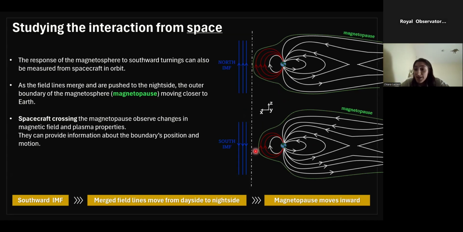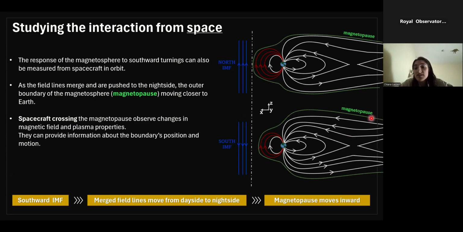So going back to the cycle, when we have a southward IMF and reconnection here on the dayside, magnetic field lines are then dragged to the tail and they accumulate there. But here on the dayside, we'll have a weaker magnetic field. So the magnetosphere will be weaker when pushing out against the solar wind. And this will result in the magnetospheric boundary, which we call the magnetopause, actually moving inward towards the Earth, which is what you see here.